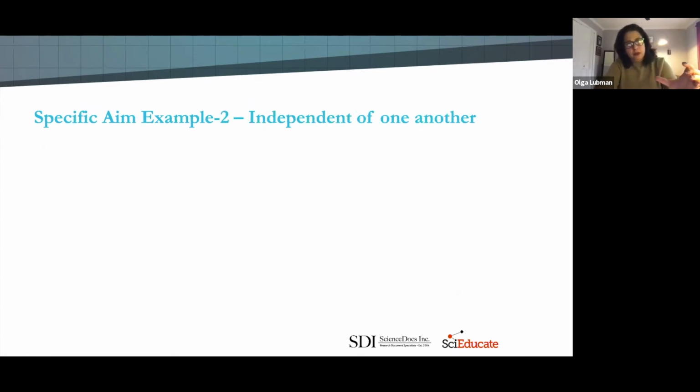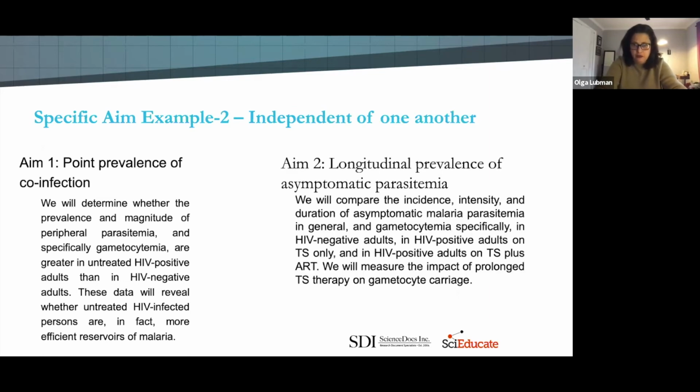So specific aims need to be independent of one another, as I said. And in this example, I'd like to illustrate two aims that are independent of one another. Specific aim 1 is point prevalence of co-infection, while specific aim 2 is longitudinal prevalence of asymptomatic parasitemia. Both of these address different elements of the project, but independently. So it's essentially two divided problems that have two different but complementary solutions.